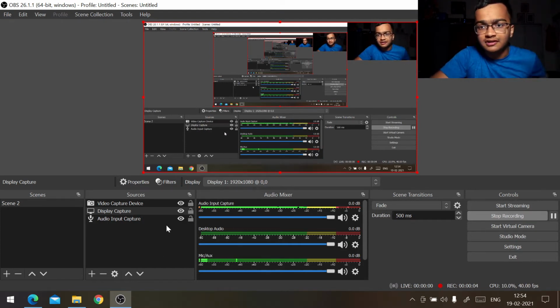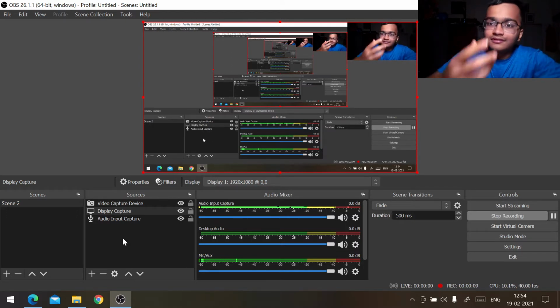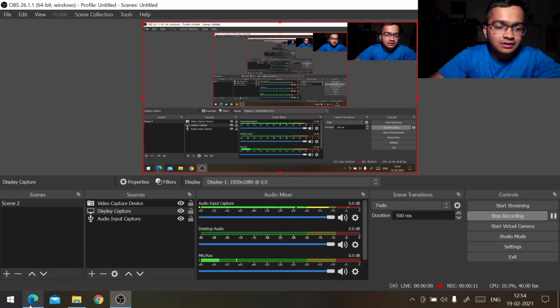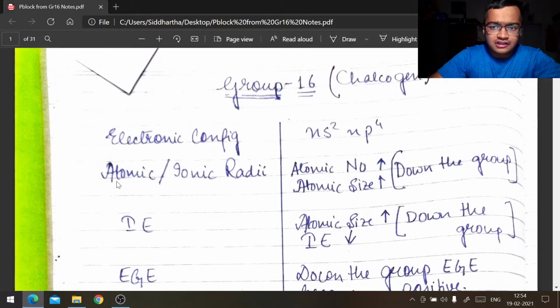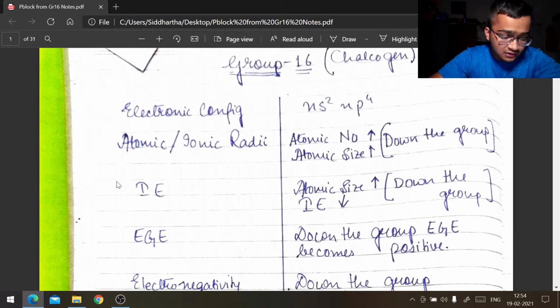Today we will complete the chapter of P block. So let's go to the chapter. Now in this section we will start from the group 16 elements. Here are some notes which I have prepared, because in your NCERT it is very much congested type.